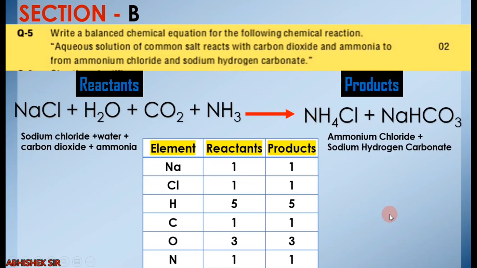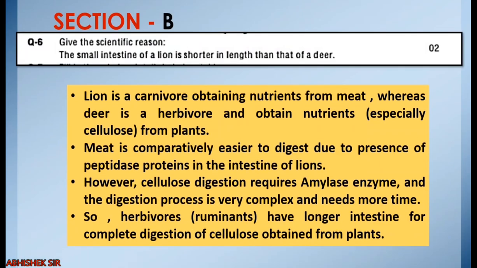So overall, no need to write any number, no need to multiply anything. This equation in normal form is balanced. Clear? Moving on to the next one.